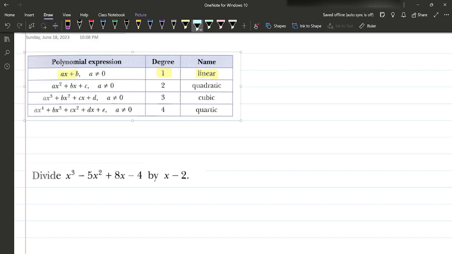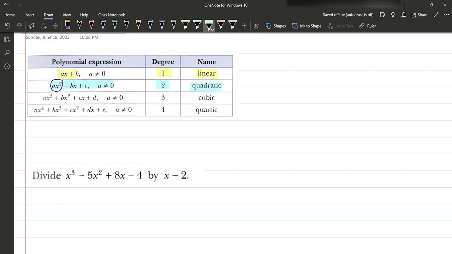Alright, so moving on, we have a quadratic. We've also gone over these. This is a polynomial of degree 2. Where do we get the degree from? Well, just look at the highest power, which is 2. Basically, just look at the highest power of the variable, and that will be the degree. So this is a quadratic because that's the name of this type of expression.